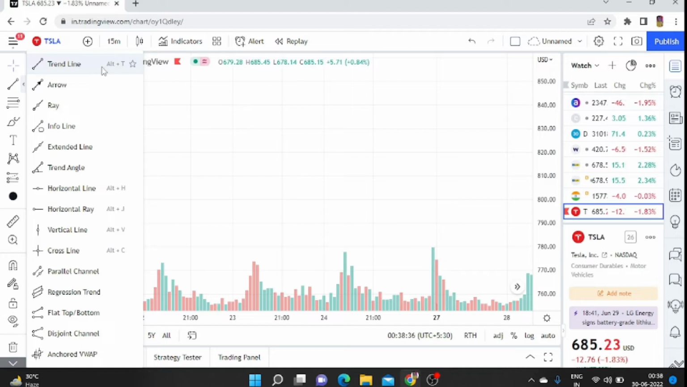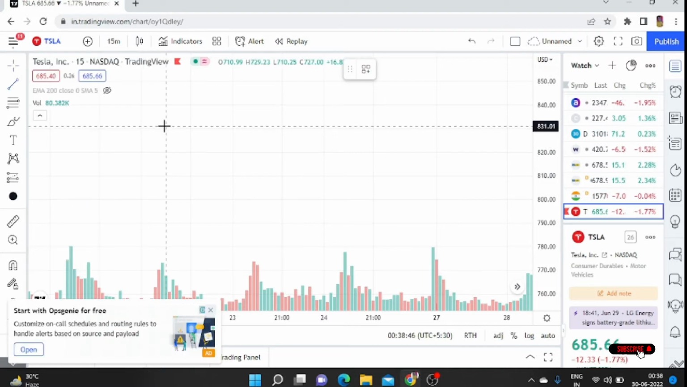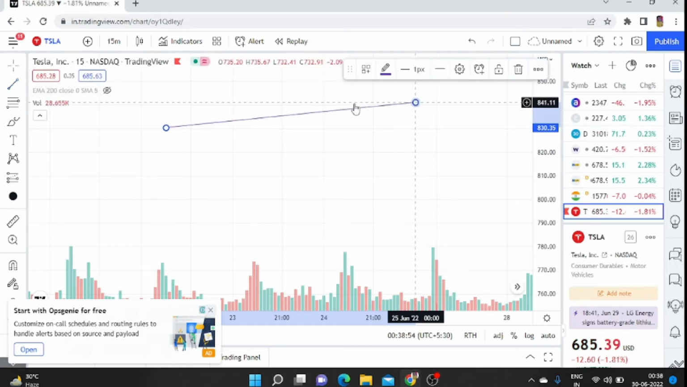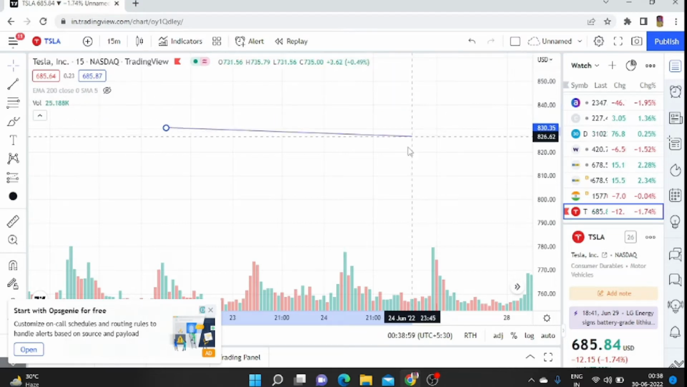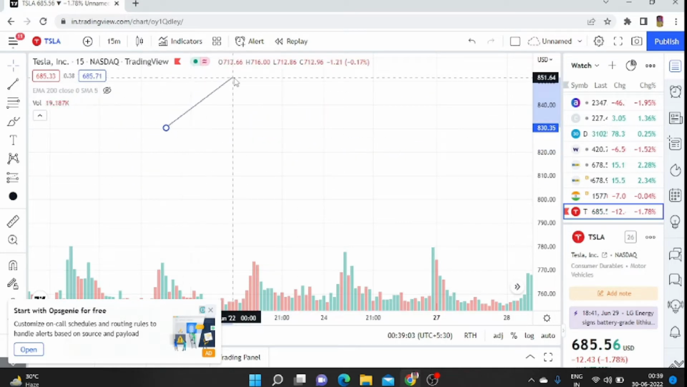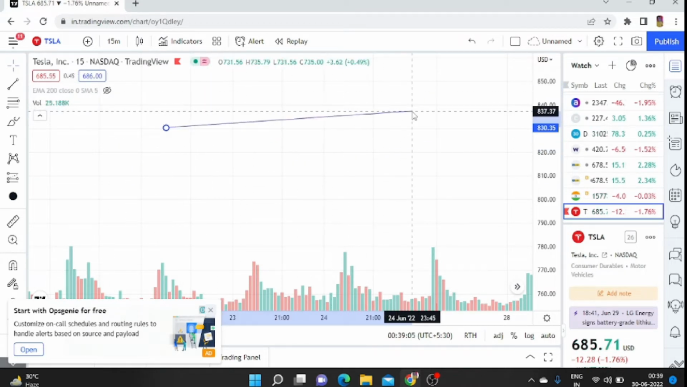You can use your keyboard to directly draw a trend line by pressing Alt plus T. Suppose I need to draw a trend line from here. I just click over here and drag to another point, suppose over here. So a line has been drawn. This is a trend line and you can move it in any direction as per your wish, up, down, rotate, here and there, anywhere.